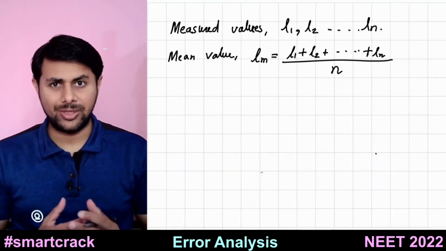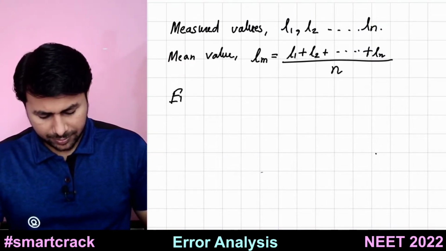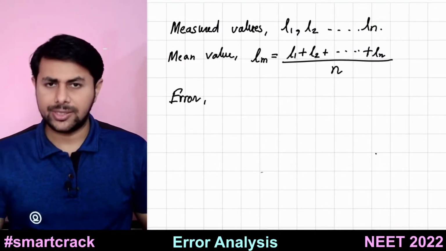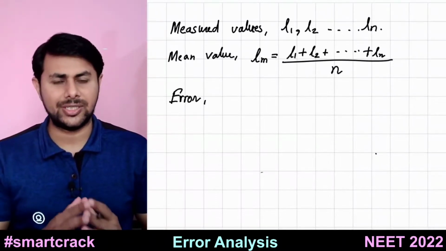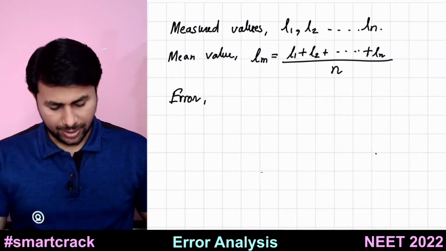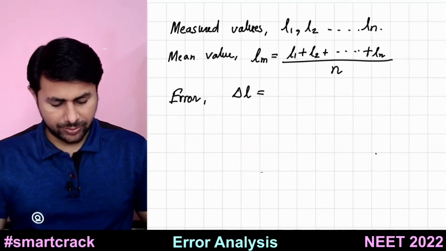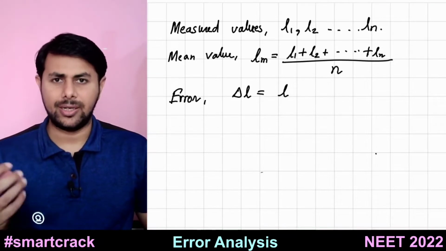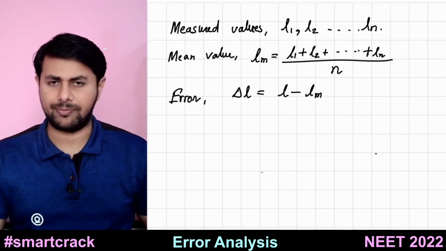Now I can find out the possible error in each of these measurements. And how do I do that? Error is the difference between the measured value and the actual value, which in this case is the mean value. So error delta L is equal to, let's say L is the measured value, L minus Lm.